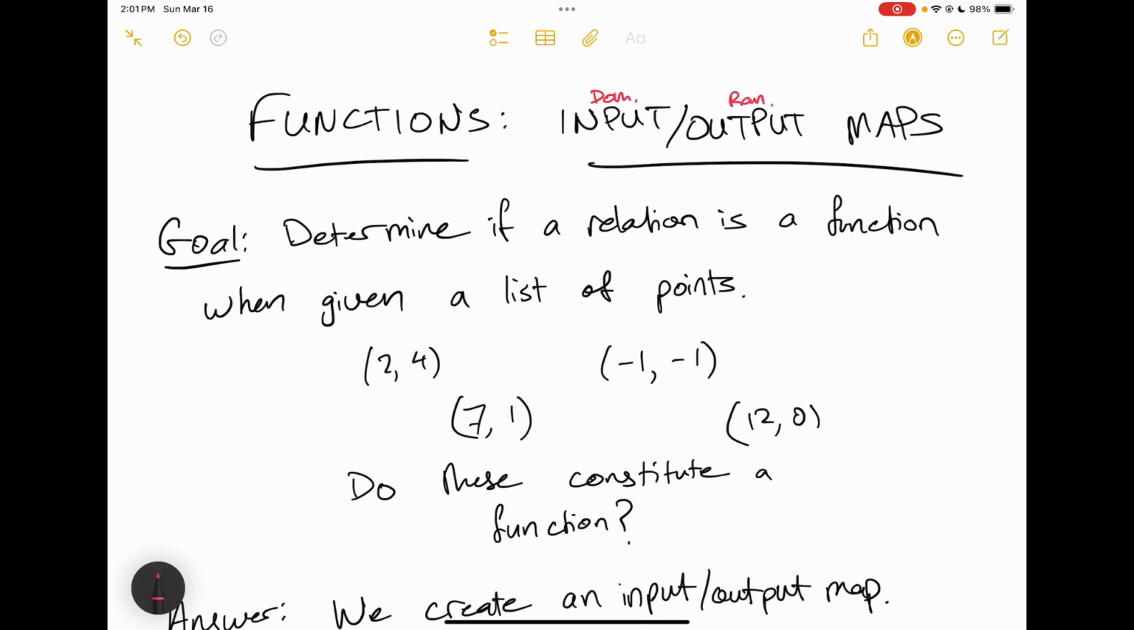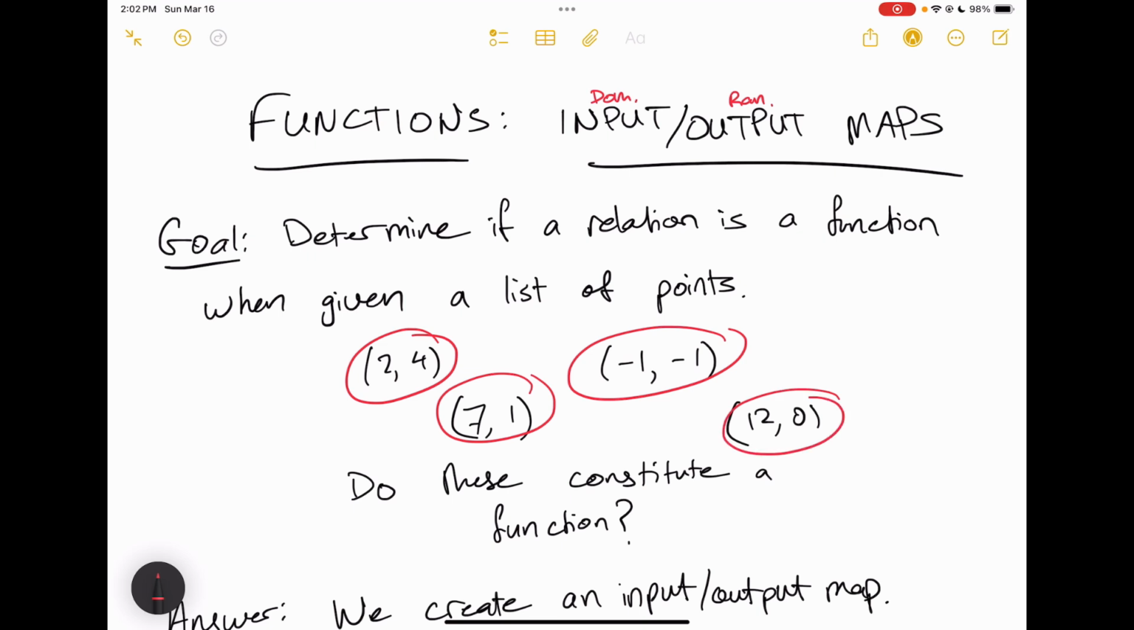Our goal this time is going to be, when we're given a relation in the form of a bunch of points, how can we determine if that relation is a function? See here, we got a bunch of points floating out in space: (2, 4), (7, 1), (-1, -1), and (12, 0). How am I going to determine if these things make up a function? Well, let's find out.